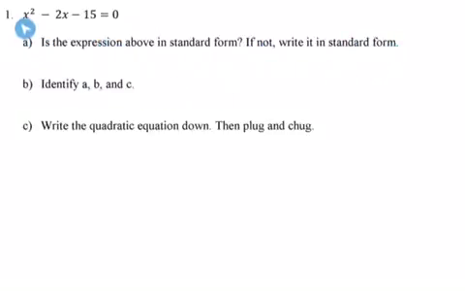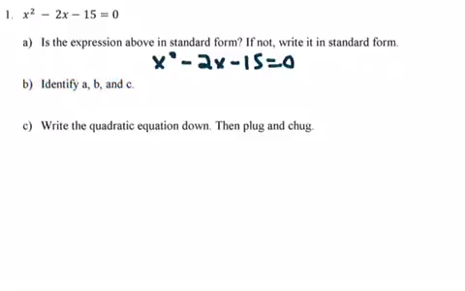So what do you think? Is this expression in standard form? Yeah, so hopefully by now you know that this expression is already in standard form. So I really don't have to rewrite it. I'm just going to write it down here. It's already in standard form. So we've got x squared minus 2x minus 15 is equal to 0. Now, part B says identify A, B, and C.